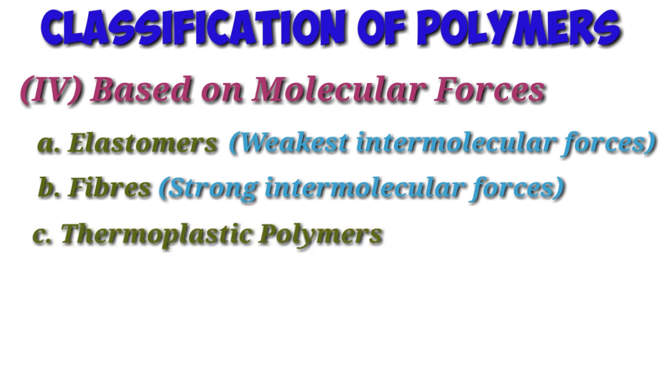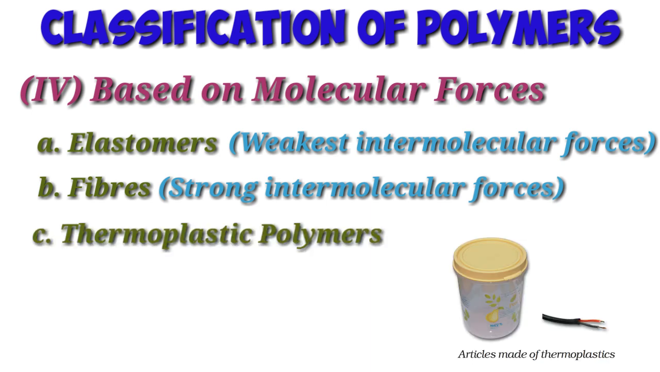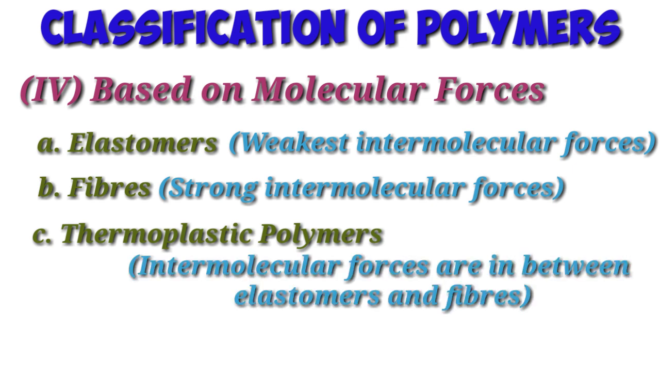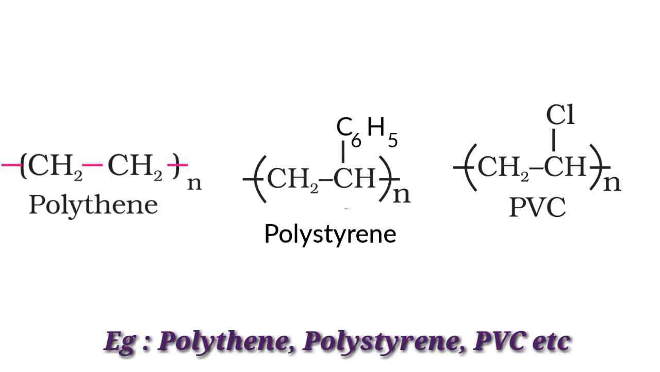Next one, thermoplastic polymers. Plastic which easily gets deformed on heating and can be bent easily are known as thermoplastics. These can be molded into different shapes again and again by repeated heating and cooling. These are linear or slightly branched long chain polymers. These polymers possess intermolecular force of attraction intermediate between elastomers and fibers. Some common thermoplastics are polythene, polystyrene, polyvinyl, etc.